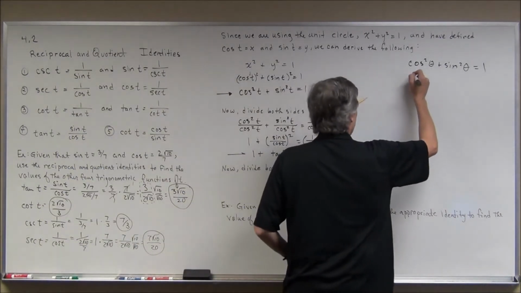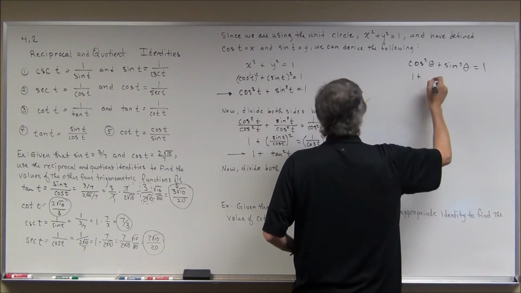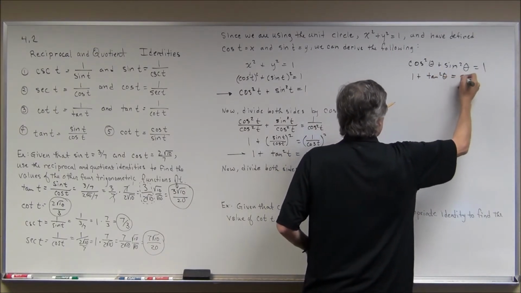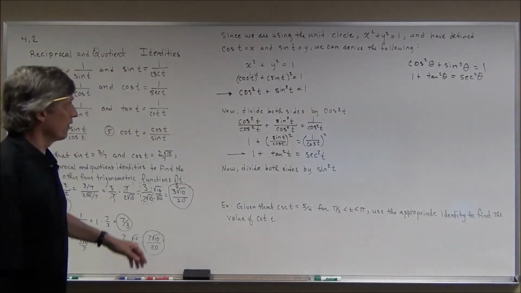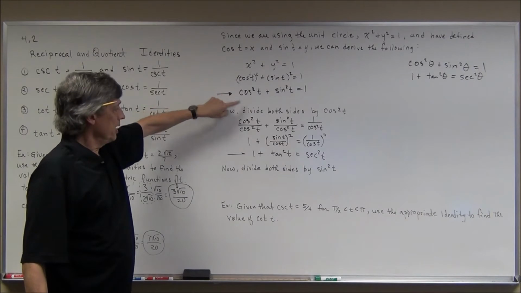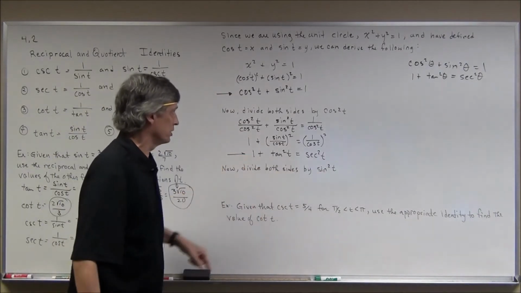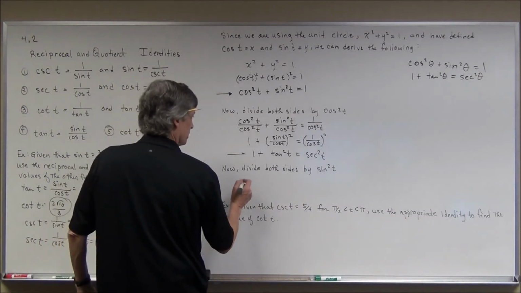I'll put it over here, but this time just to keep consistent, I'll write it with a theta instead of a t. It does not matter. Okay, so we have the first 2 here. Now if I go back to the original, and this time instead of dividing by cosine squared t, I divide by sine squared t.